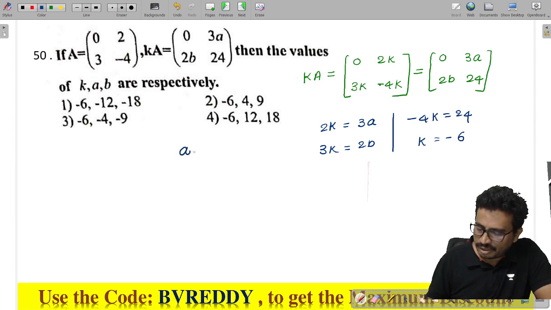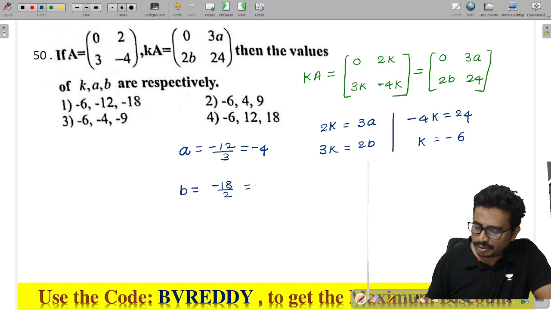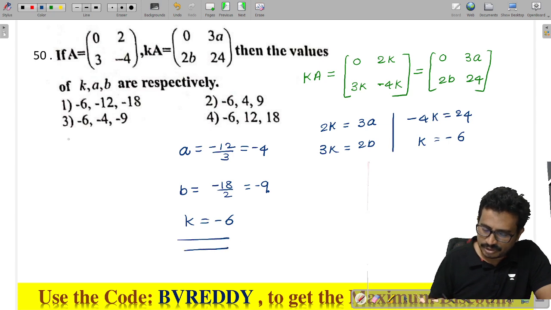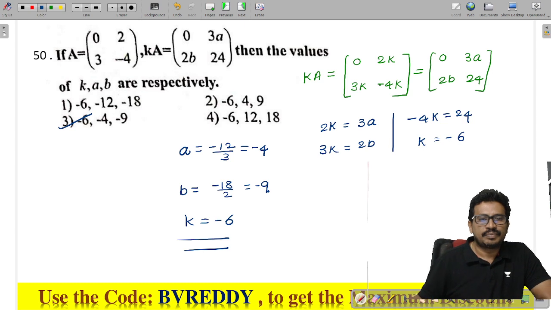Then you can get the A value as minus 12 by 3, which is equal to minus 4. And the B value is equal to minus 18 by 2, which is equal to minus 9. The K value is minus 6. You can see the option: K value minus 6, A minus 4, B minus 9.